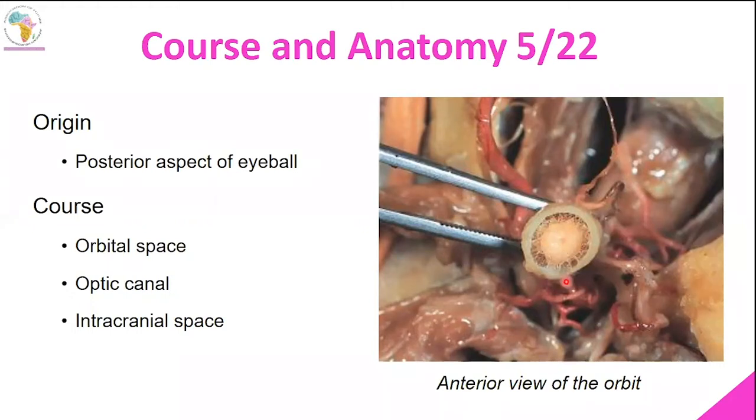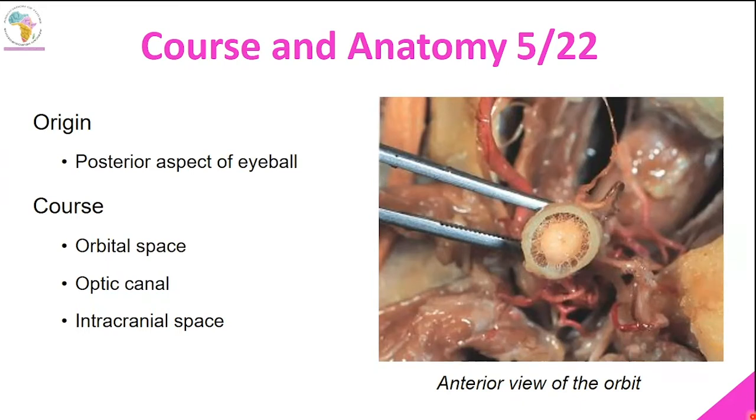Then this optic nerve advances posteriorly and medially, so that it passes into the optic canal and eventually gets into the intracranial space. So that's the course of the optic nerve. It starts within the orbital space from the posterior aspect of the eyeball, advances into the orbit, eventually into the optic canal, and finally into the intracranial space.